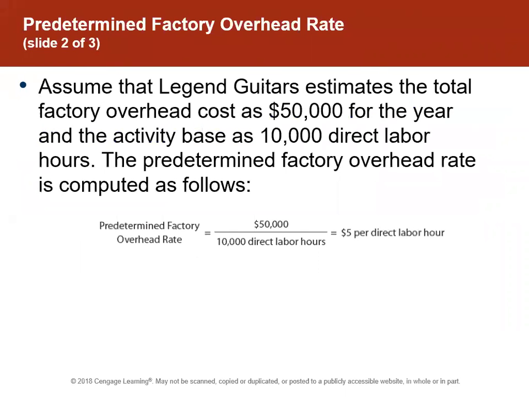So it says, assume that Legend Guitars estimates the total factory overhead cost as $50,000 for the year, and the activity base as 10,000 direct labor hours. So they're basing it on direct labor. Again, these are estimates. So we would truly just take 50,000 divided by 10,000 hours, and we would apply overhead at $5 per direct labor hour. So if a job had 10 hours of labor on it, 10 times 5, we would charge them $50 worth of overhead. That's a very small scale, right? So I don't have to do hard math in my head. But that's how we're going to apply overhead.